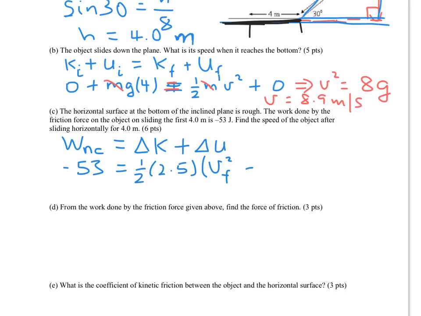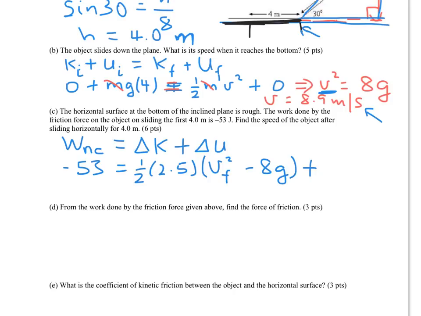Now v initial squared is this, because at the initial point, which is at the bottom of the ramp here, it will be traveling with a speed of 8.9 meters per second. And so v initial squared is this v squared. So you know it is 8g. Or you can put 8.9 squared, it doesn't matter. So this is delta K, the change in kinetic energy.